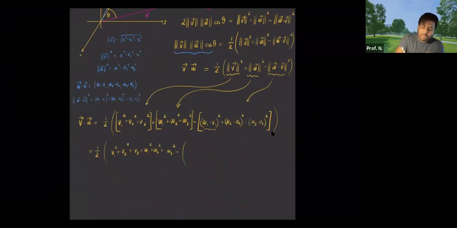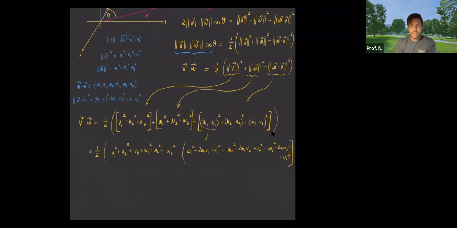Yeah. And so now let's unpack that even further. What does W1 minus V1 squared become? W1 squared minus 2W1 V1 plus V1 squared plus W2 squared minus 2W2 V2 plus V2 squared plus W3 squared minus 2W3 V3 plus V3 squared. So all I did was unpack the squaring of these binomials.